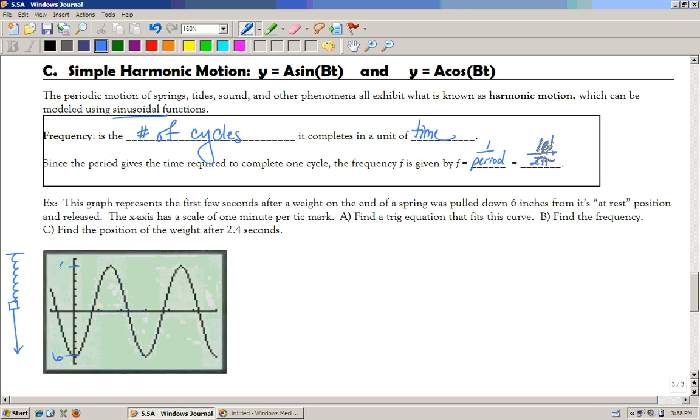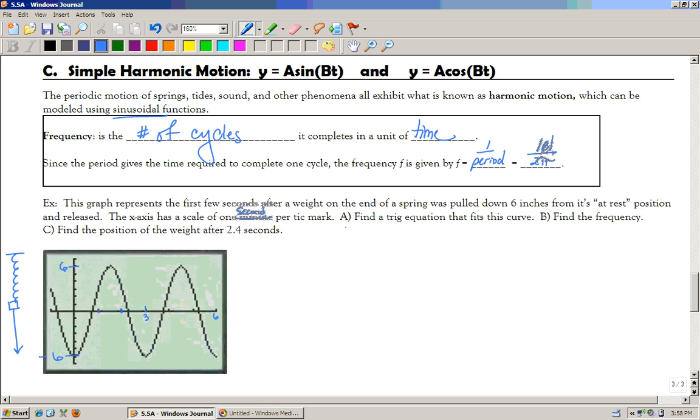It goes all the way up to the max at 6, and the min is at -6. It says here that the x-axis is a scale of 1 minute. It should really be seconds to make it more practical. Each one of these tick marks is a second, so there are 6 seconds across that graph.